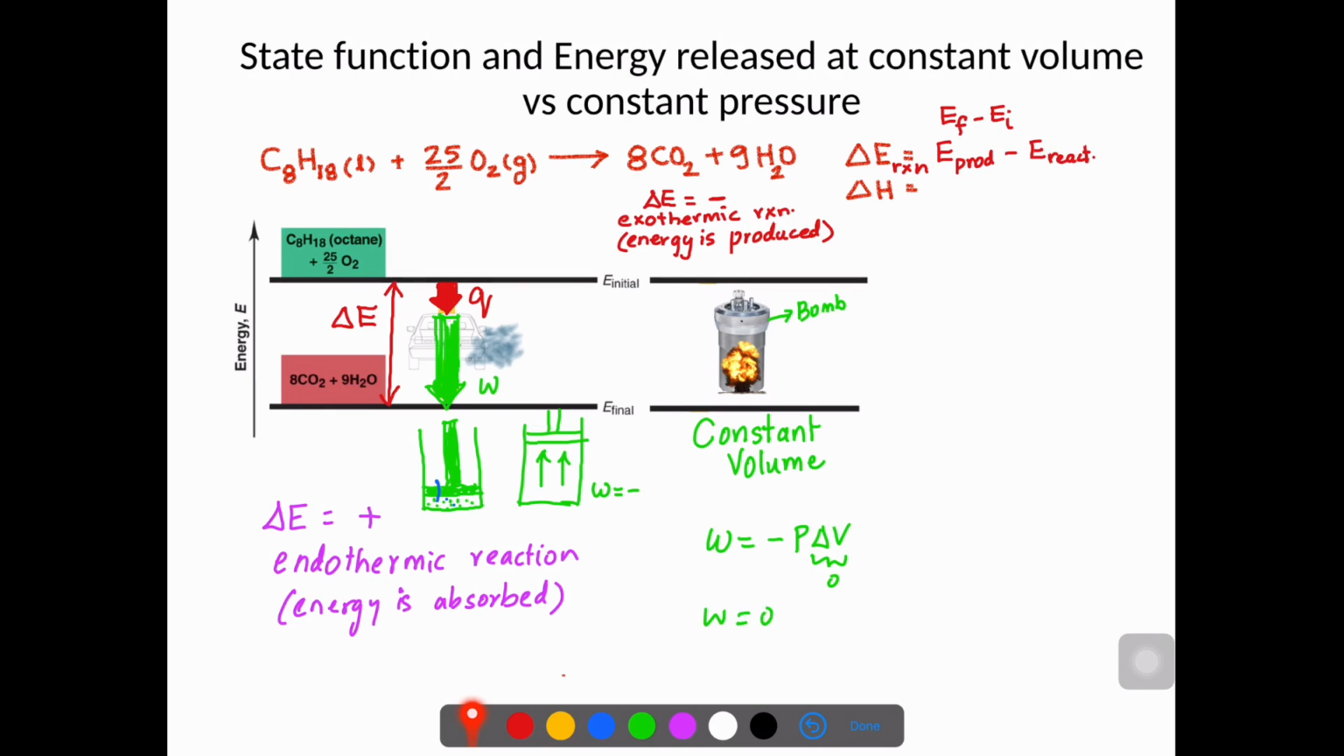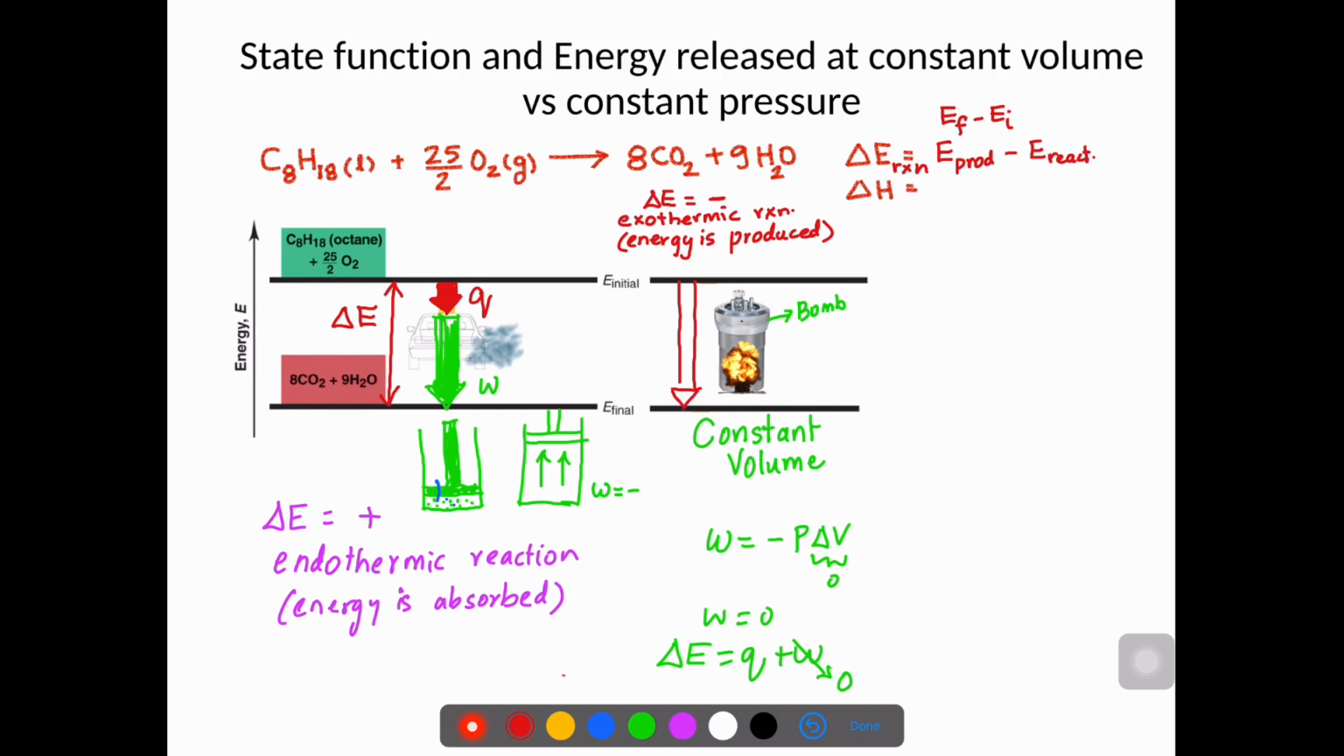Okay, so if work is 0, you can apply the equation delta E is equal to Q plus W. Since work is 0, your delta E is equal to Q. That means this delta E, whatever the difference between the products and reactants is, all of it is converted to just heat.